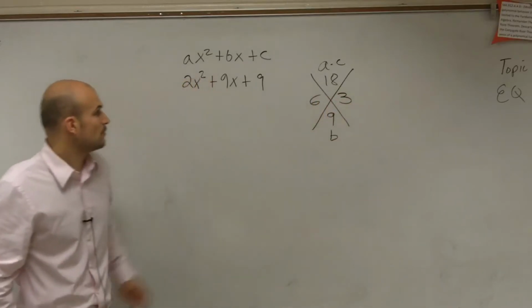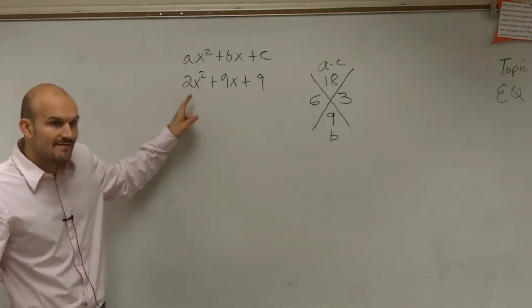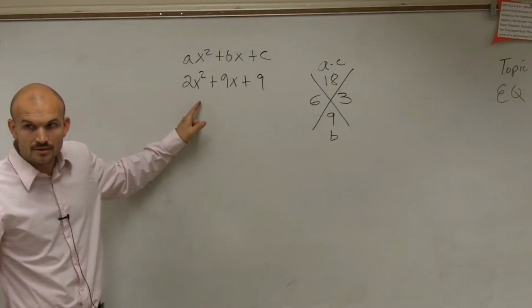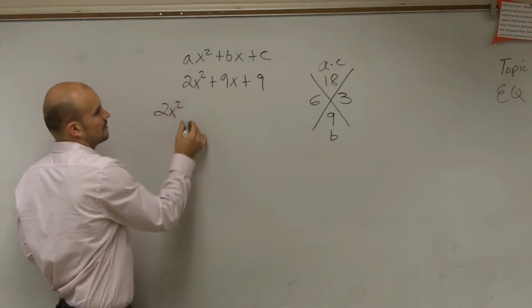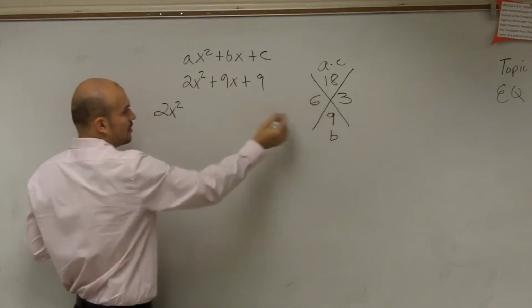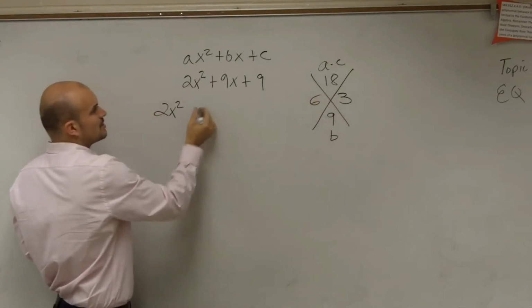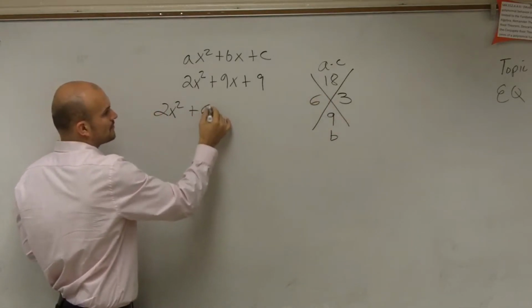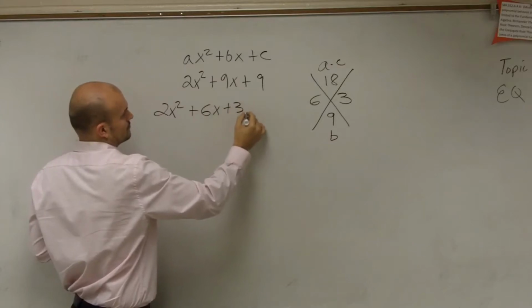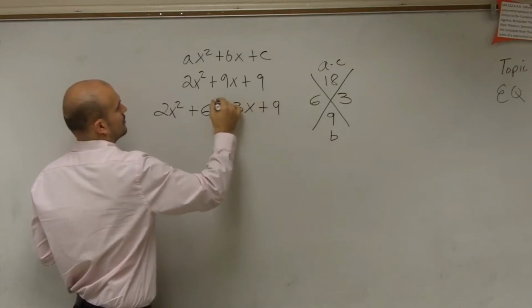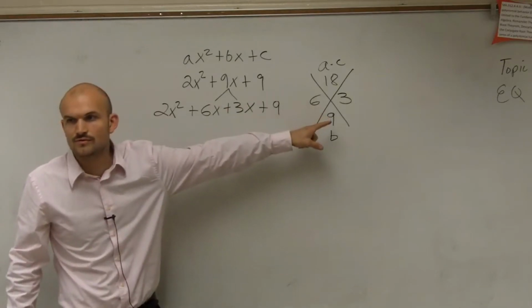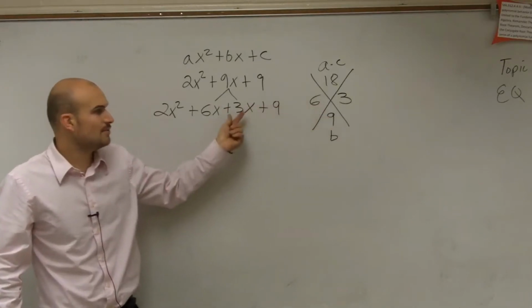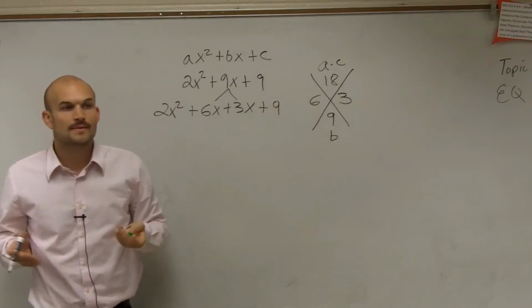So remember, when a does not have a coefficient of 1, we need to rewrite the problem. These are not your two factors. So we need to rewrite your problem for our middle term. We're going to take those two numbers that we figured out and rewrite them in our middle term. Yes?